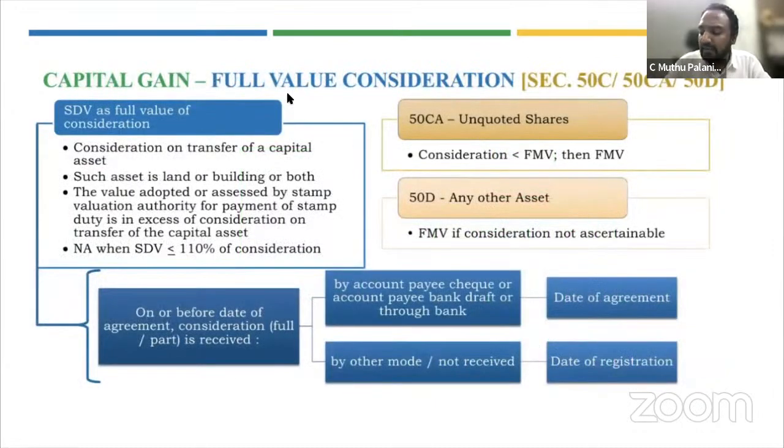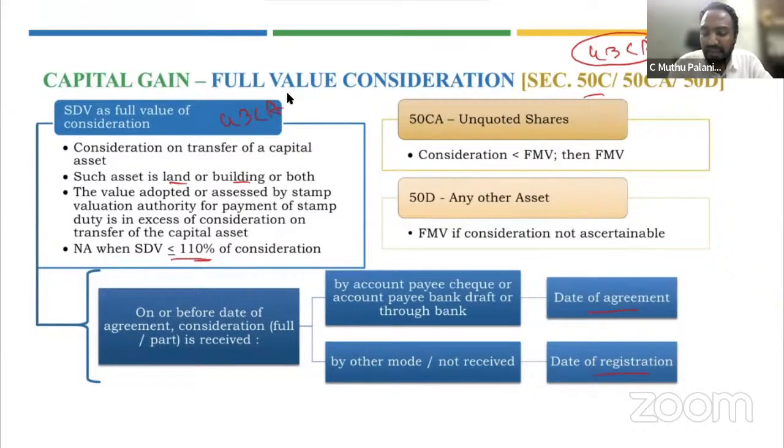We'll leave it. And similar to section 43CA in PGBP, here you have sections like 50C, 50CA and 50D. So 50C is basically for land and building. So the asset is land or building, similar to 43CA what we saw. Not applicable when stamp duty value is less than or equal to 110%. So that is for PGBP. This is for capital gain. Same thing. I need to take date of agreement if there is an advance provided through banking mode. If there is no advance provided or advance is provided in cash, I'll take date of registration.